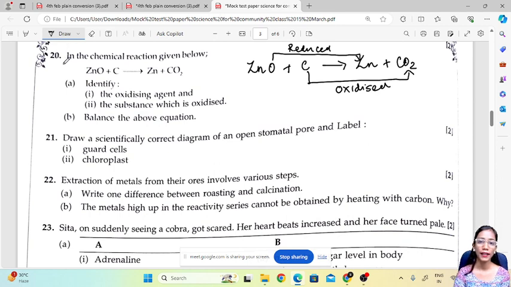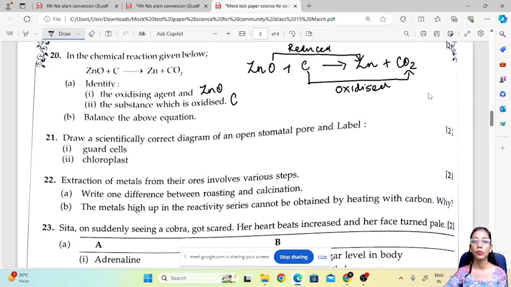Okay, identify the oxidizing agent. So which is the oxidizing agent over here? The one which is getting reduced is the oxidizing agent. So zinc oxide is the oxidizing agent over here. Now the substance which is oxidized, what is oxidized over here? Carbon is oxidized, so C is oxidized.